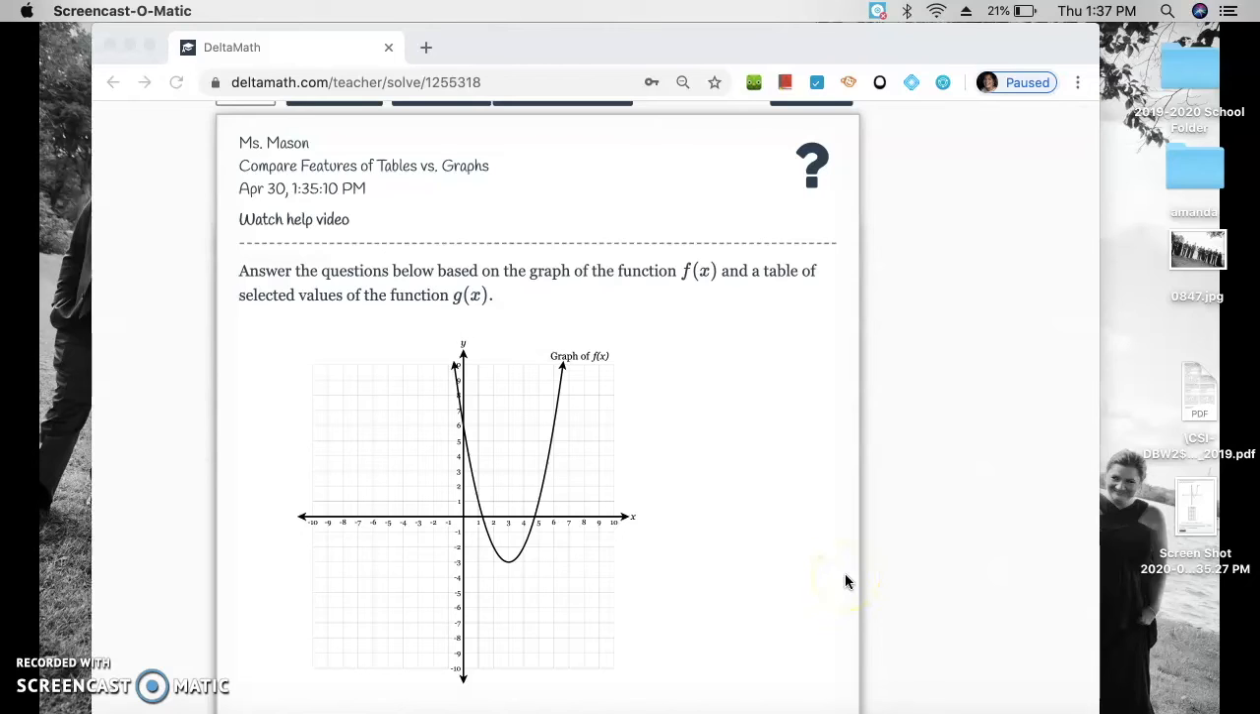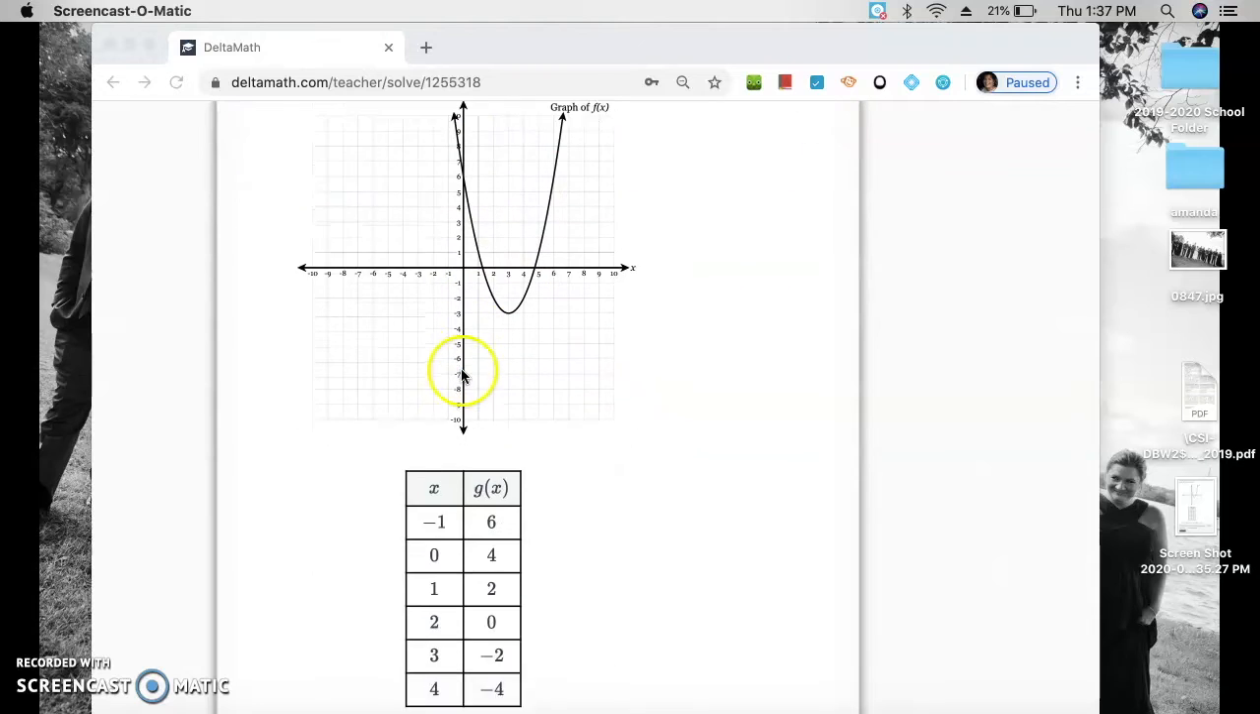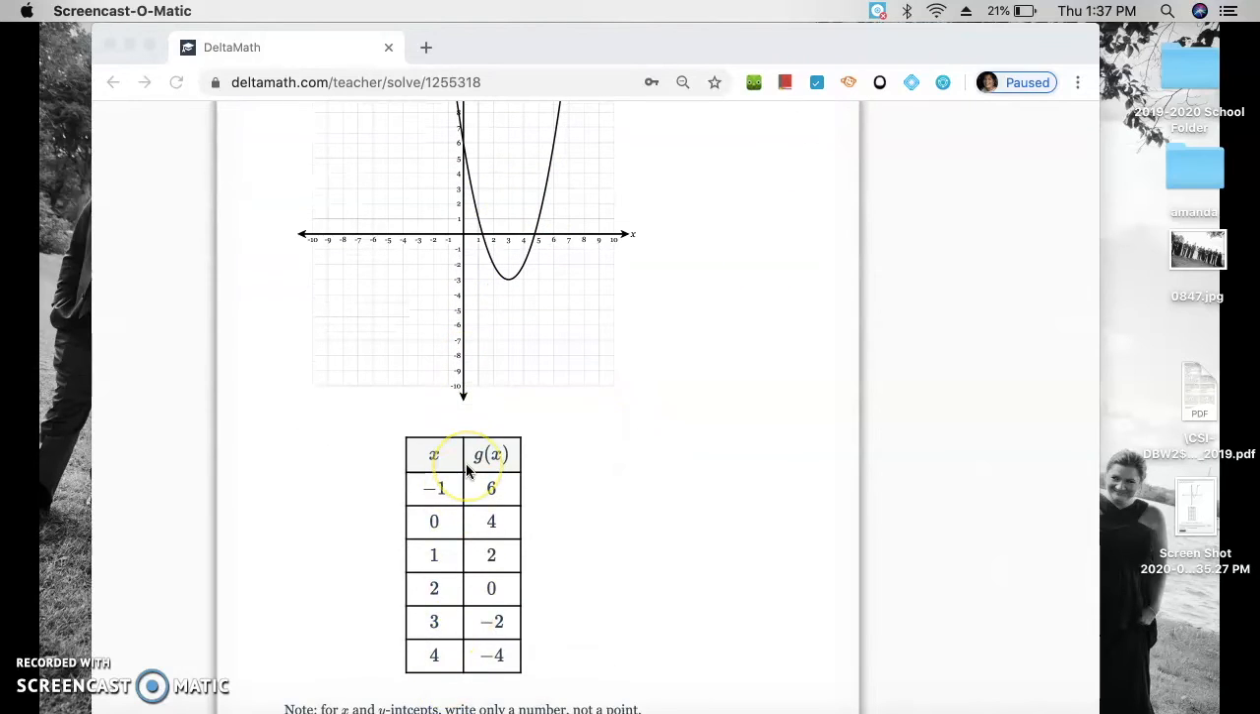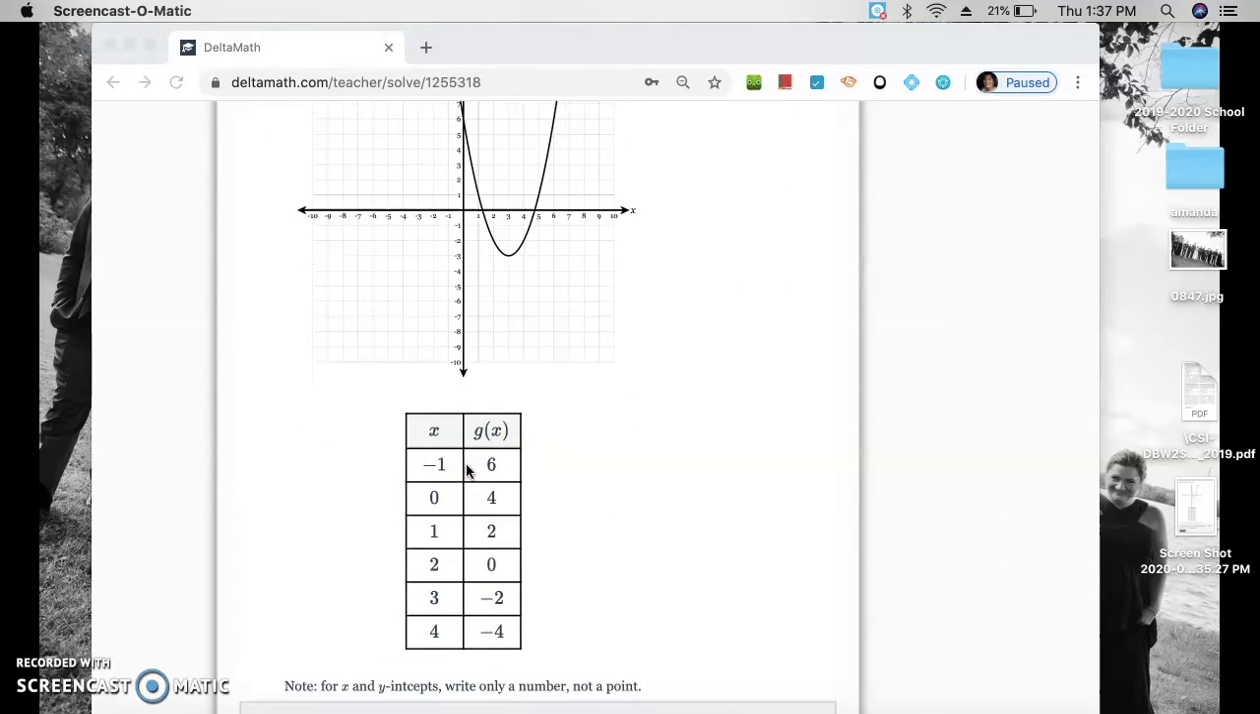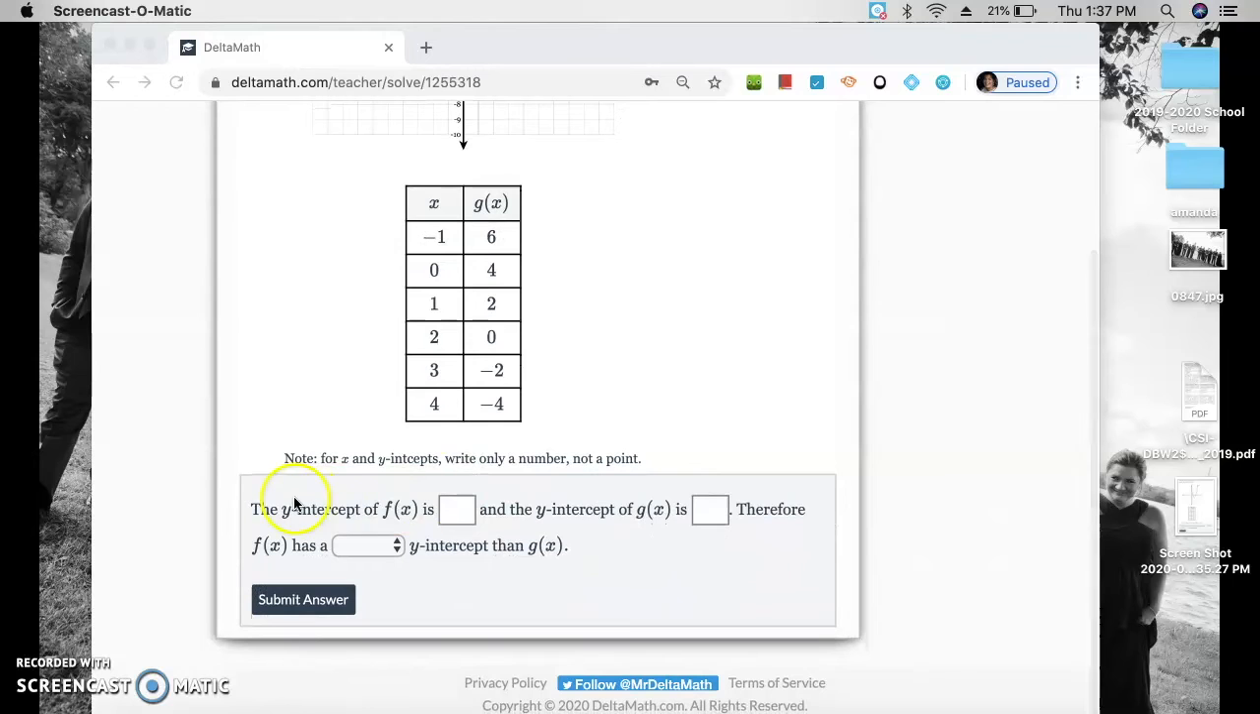Okay, so in this problem where it says compare the features of tables versus graphs, we are looking at parabolas and then a table that's also going to be a quadratic equation. So the problem is asking the y-intercept of f of x is blank and the y-intercept of g of x is blank. Therefore, f of x has a greater or smaller y-intercept than g of x.